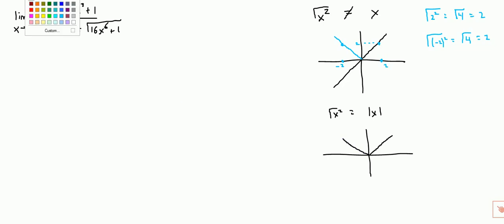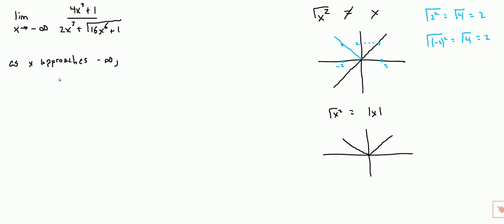So now let's look at this limit again. And so as x approaches negative infinity, let's look at what all of these terms approach. 4x cubed plus 1. Well, plus 1, that doesn't matter. What really matters is that x cubed, right? So this approaches 4x cubed. Remember, you find the highest degree, and that's what matters. Okay, so 2x cubed on the bottom, that approaches 2x cubed.